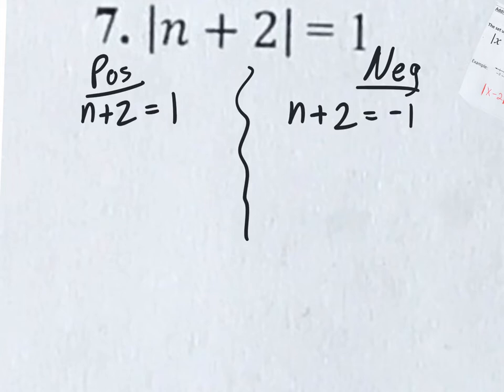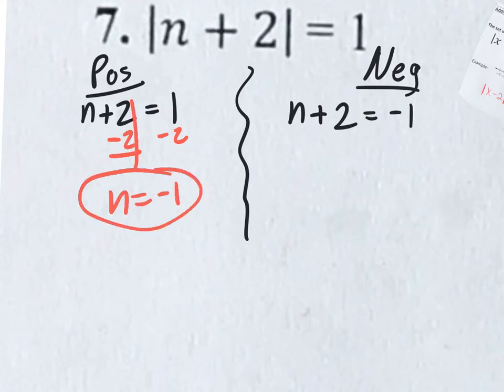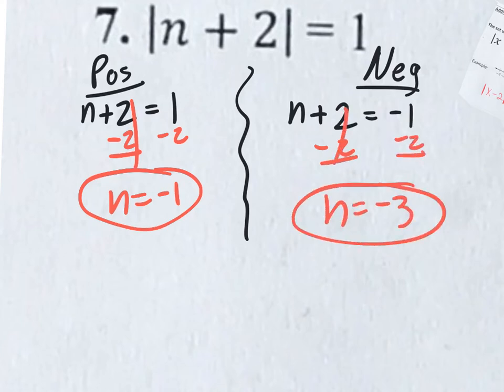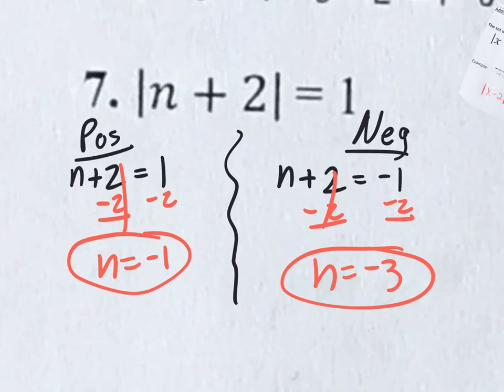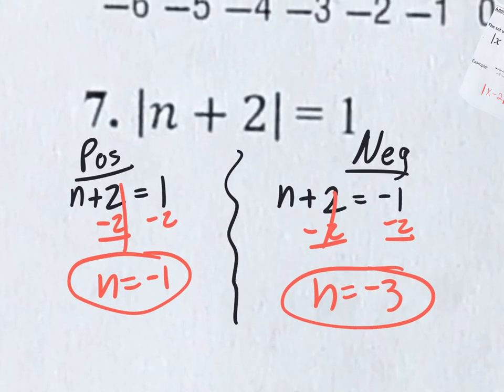So on the left, if I solve that, subtract 2, n will equal -1. That's an answer. And on the other one, subtract 2, n equals -3. So let's say you have some extra time on Friday's quiz. All you have to do if you have extra time would be to plug in your answers back in and see if it verifies to give you a true statement.